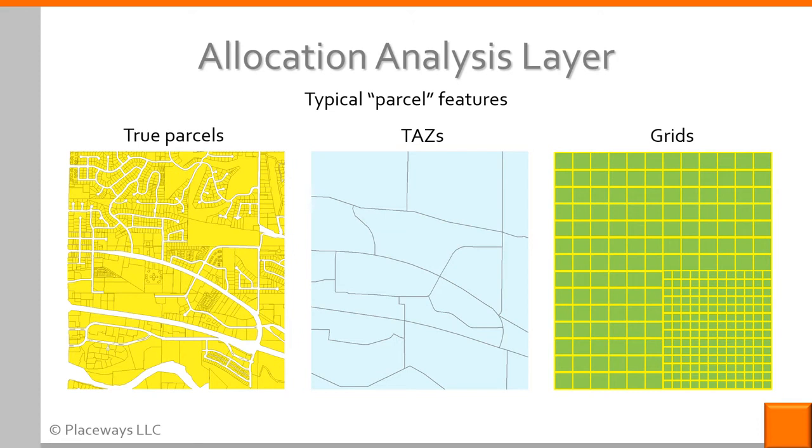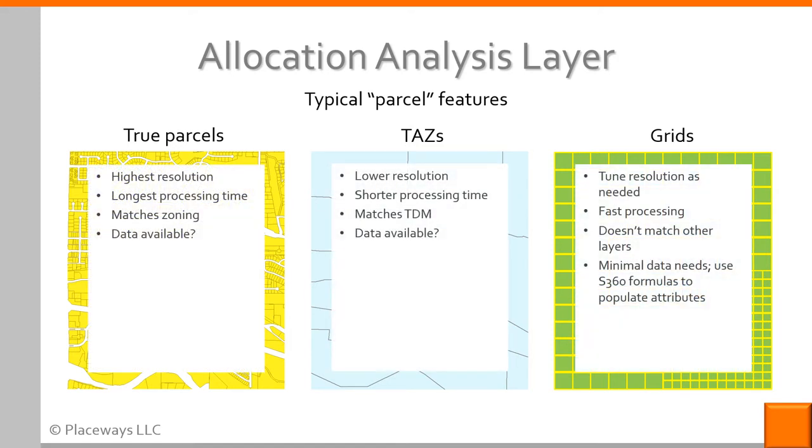Allocation tools always need an allocation analysis layer to work with. Usually the layer is polygons, and most commonly it is parcels. But depending on the needs of your project, it could also be larger features such as TAZs or census blocks, or perhaps you want to use an artificial grid. The primary considerations here are the resolution of your analysis, processing time, what data are available, and probably most importantly, how you plan to use the results. In practice, the features are usually called parcels even if technically they are some other shape.